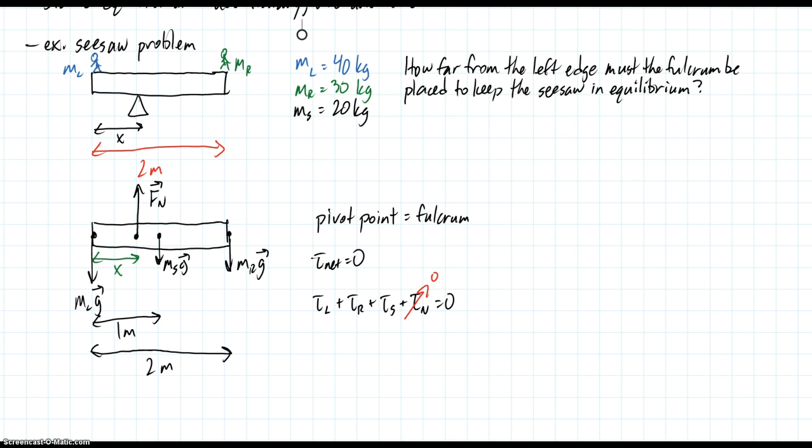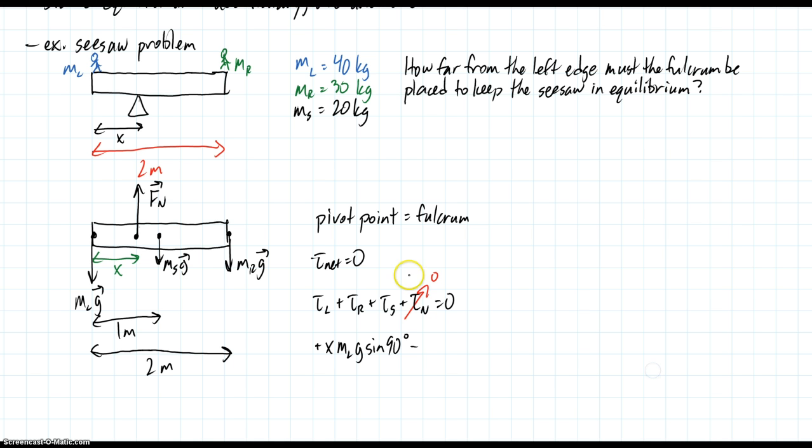The other thing we need to be careful of is we need to make sure that we get our signs correct. So choosing the fulcrum as the pivot point, the weight of the person on the left is going to give us a counterclockwise or positive torque. It is a distance x away from the fulcrum, force of m sub l times g, as we discussed, times sine 90. The other 2 forces are going to give us clockwise or negative torques around the fulcrum.